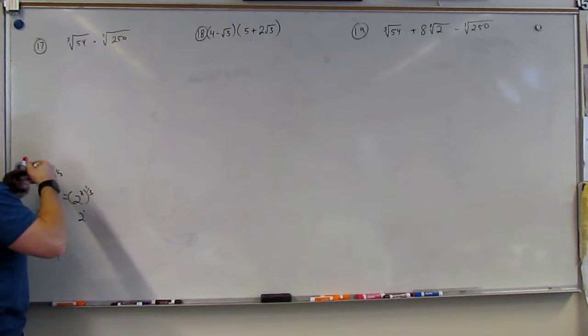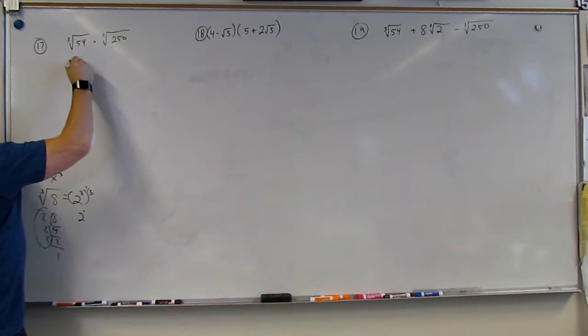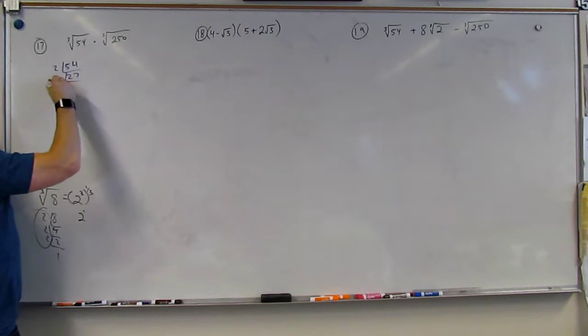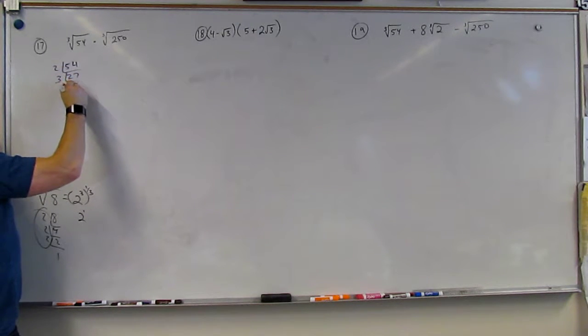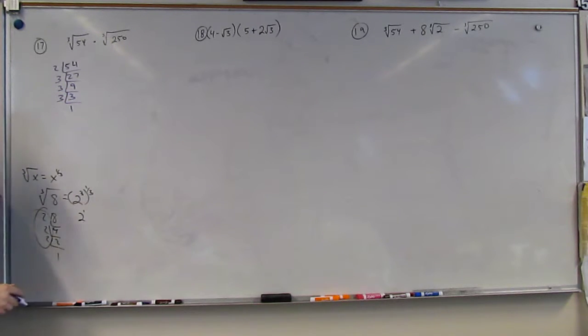54. Let's change the color. 54. Let's break it down. 2, 27. 3, 9. 3, 3, 3, 1, and you're done. Okay?